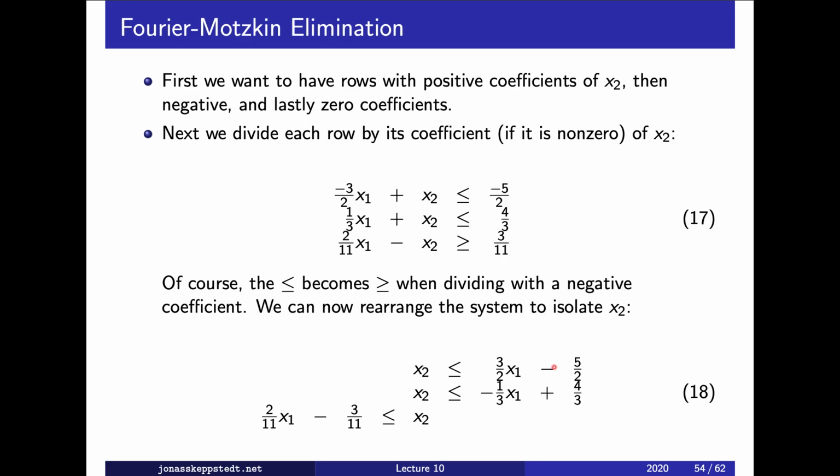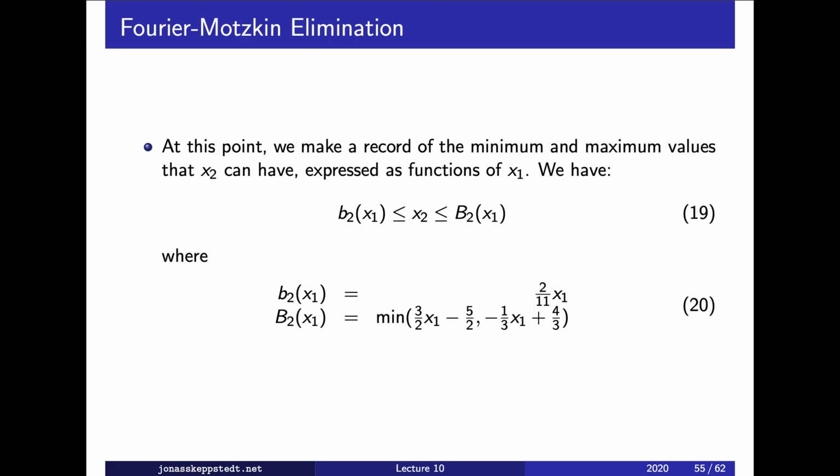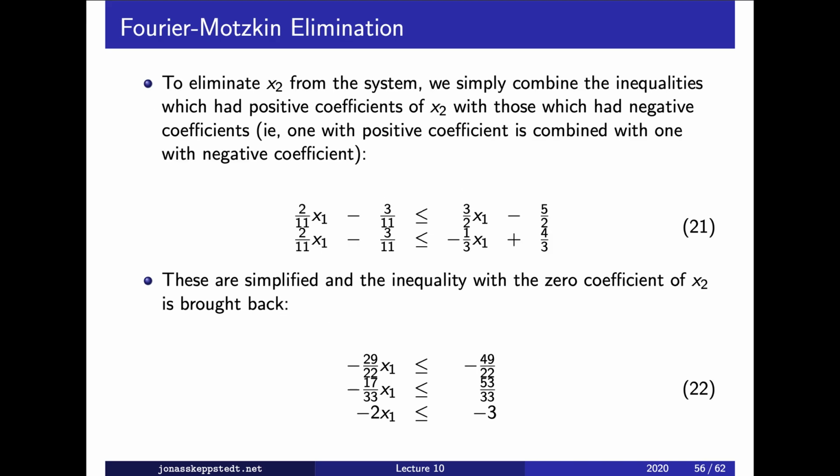What we can see now is that since this should be less than or equal to x2, it must be less than or equal to each of these. And therefore we can eliminate x2. That is what we do. So we combine them and get two new inequalities, and we can simplify this and get this.